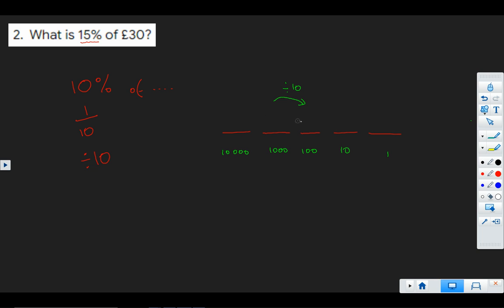from wherever it is. So we start here with the number 30, and we've got only one digit here which isn't 0. So our 3 is going to move into this column here. So we know straight away that 10% of 30 is 3. Now 5% is half of 10%. So 5% of 30 is half of 3. 3 divided by 2, which is 1.5.